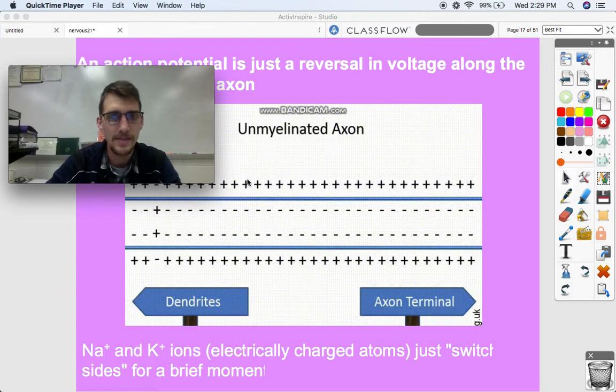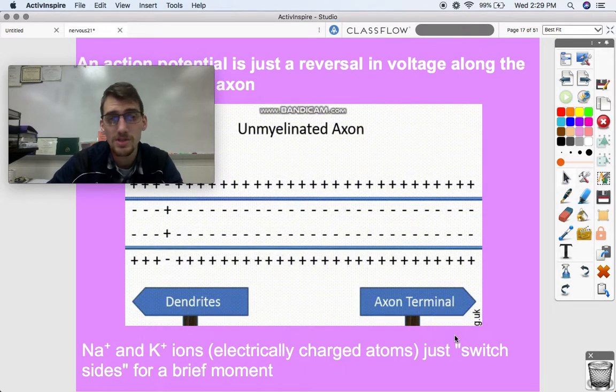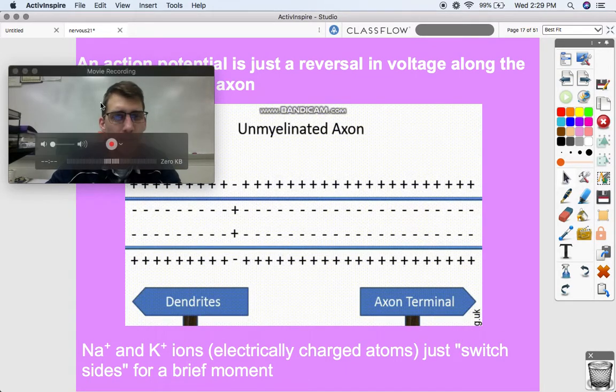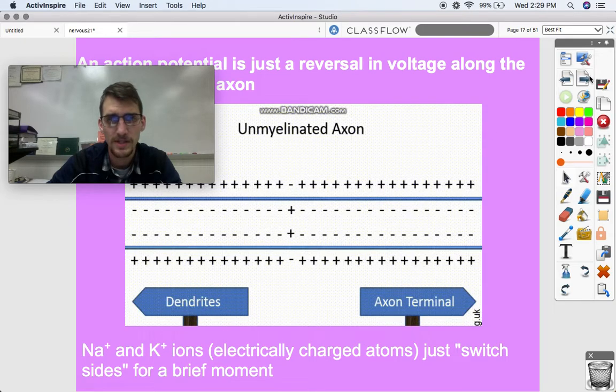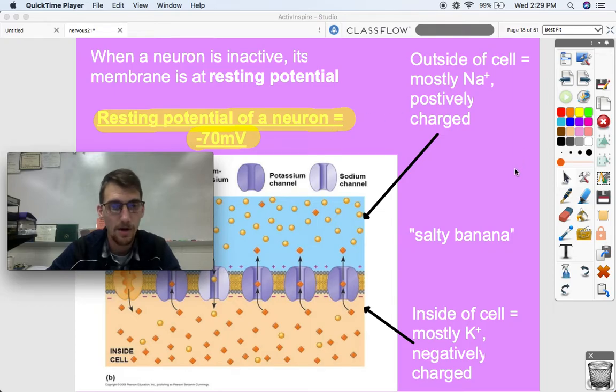How do we get these positive and negative charges on each side? Well, we have ions, which are charged molecules. In this case, we have sodium and potassium, which are electrically charged atoms. All they do is switch sides for a moment. That's what an action potential is. And how is that going to be able to happen? Well, we have to start off somewhere. So what we're going to walk through is how that electrical potential switches, how those sodium ions and potassium ions switch places very briefly.